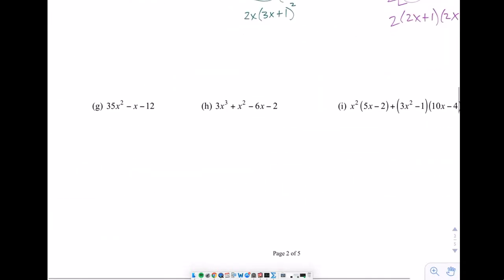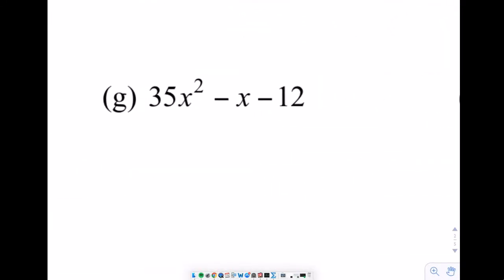All right, let's see if we could fly through these. 35x squared minus x minus 12. Whoa! It's written in descending order, right? Is the leading coefficient 1? Please say yes. Please say yes. No, it's not, which means it's the fun variety, right? It's the fun variety. So you can do target sum, target product. 35 times 12, big.